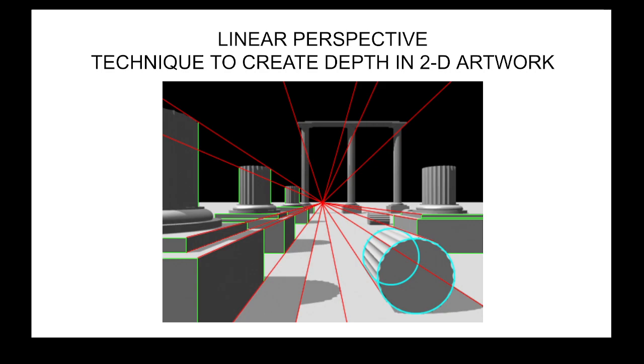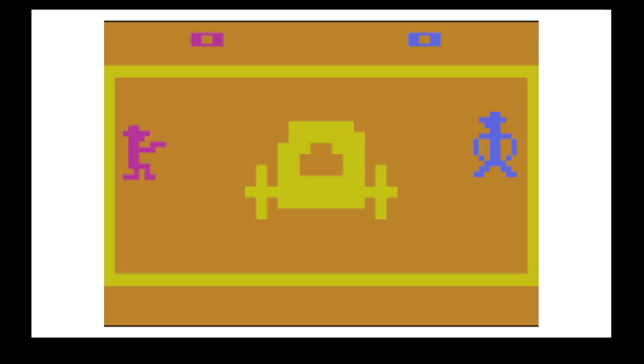Linear perspective is basically a technique that we use to create depth in 2D artwork, because we all remember that 2D artwork is flat. It just has length and width. It really doesn't have any depth to it. So we're going to try to fool the eye into thinking that it's stretched out and we actually can step inside the artwork.